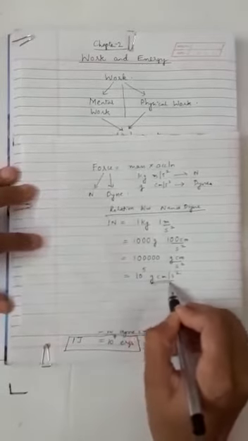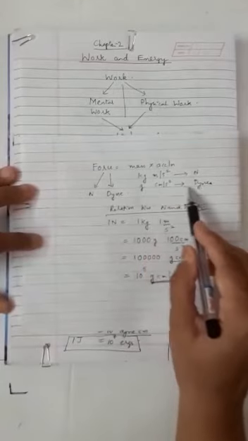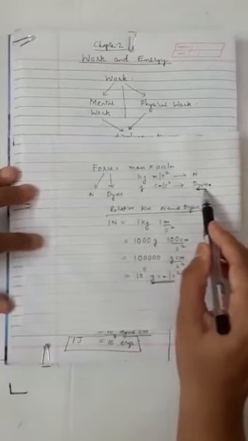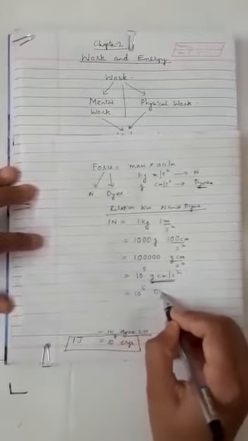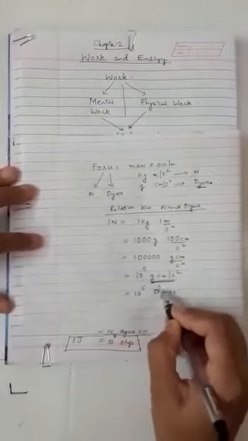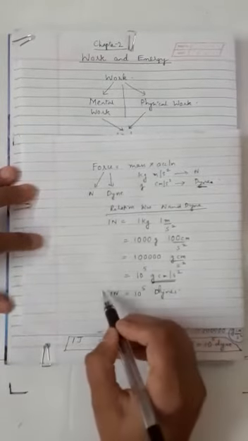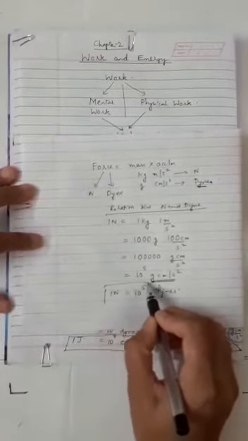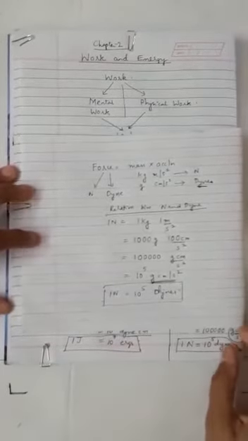Children, what is gram centimeter per second square? If you look carefully, gram centimeter per second square is nothing but dyne. So it is 10 raised to 5 dynes. So 1 Newton is equal to 10 raised to 5 dynes.